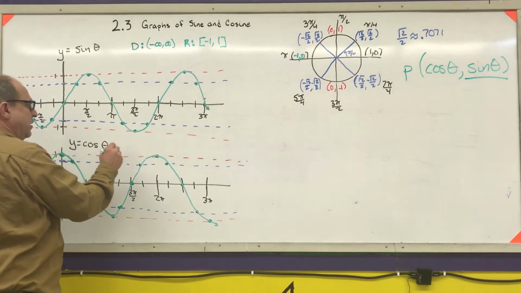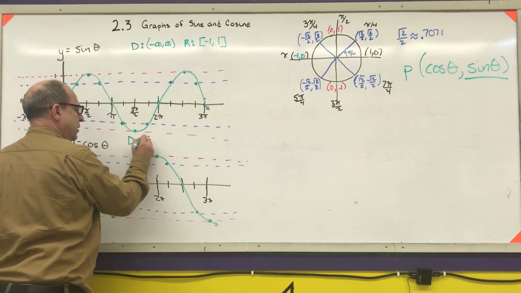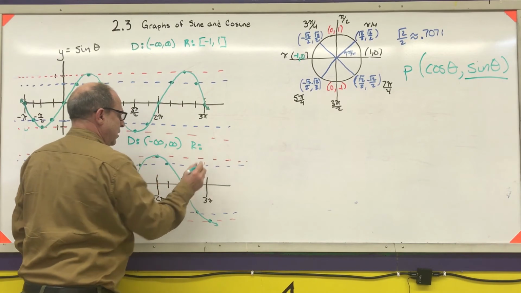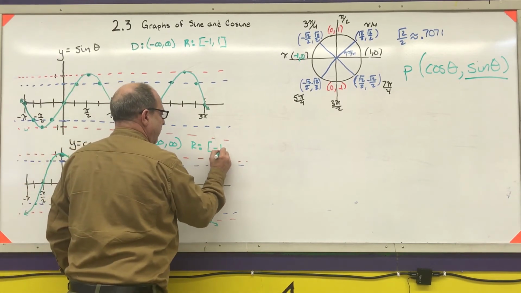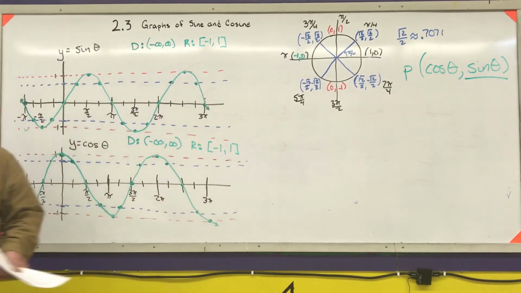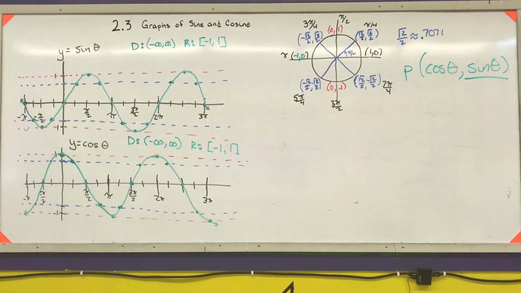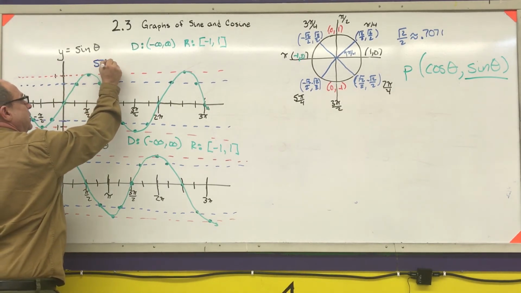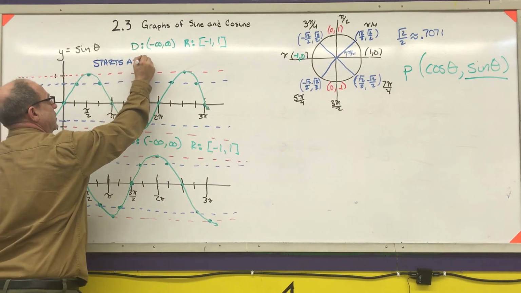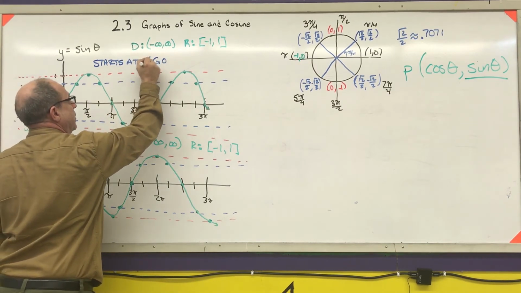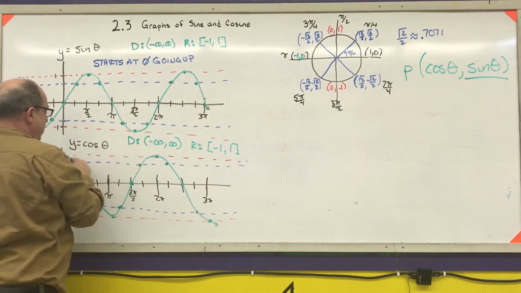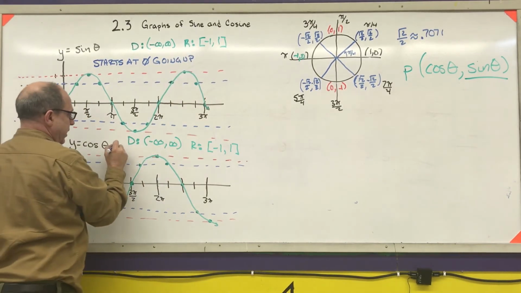Again, domain is all real numbers. And the range is from negative 1 to 1. So here's what I want you to remember about the sine and cosine graphs. Sine of theta, it starts at 0, going up. The cosine graph, it starts at 1, going down.